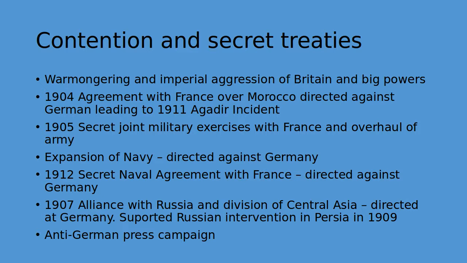In 1912, the secret naval agreement. In 1907, a British alliance with Russia over the division of Central Asia, particularly the division of Persia. So Russia and Britain came to an agreement. And that agreement even allowed Russia to intervene in Persia because there was a popular uprising against the Shah, which neither Britain or Russia approved of. So they said, okay, Russia, you can intervene. So again, you see both the world being divided between the powers and the contention between them.